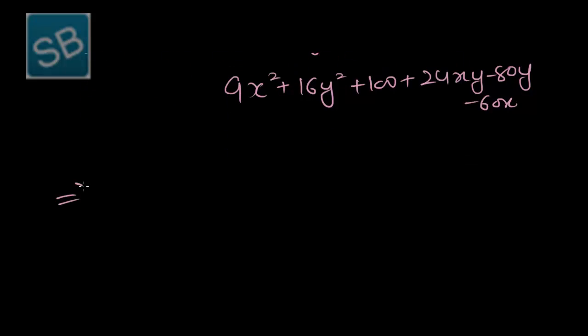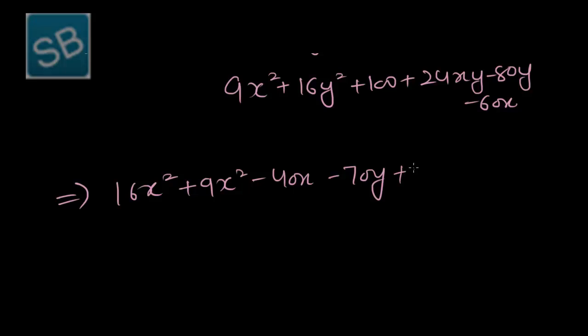So on solving we will get 25x square minus 9x square, that is 16x square, plus 25y square minus 16y square, that is 9y square, minus 100x plus 60x, that is minus 40x, minus 150y plus 80y, that is minus 70y, plus 100 minus 100 plus 225, that is plus 225, minus 24xy is equal to 0, which is the required equation of the parabola.